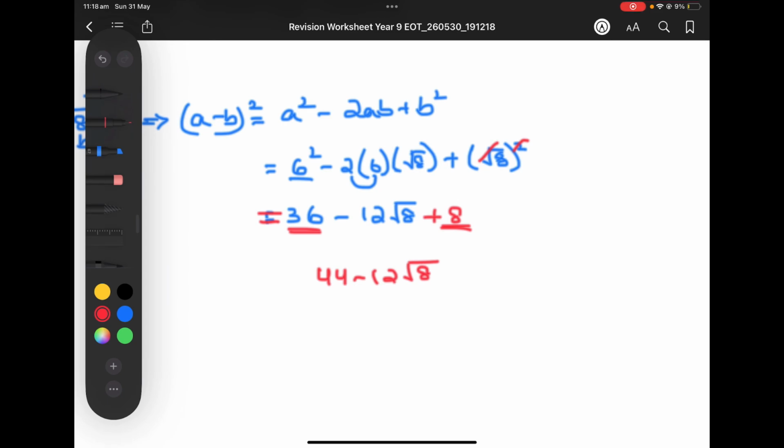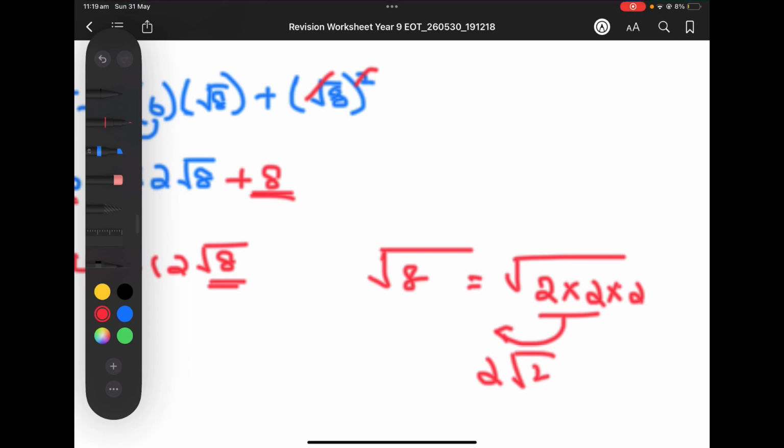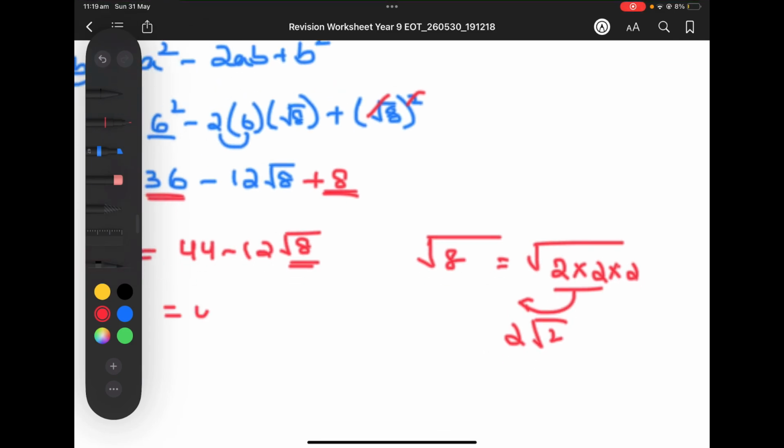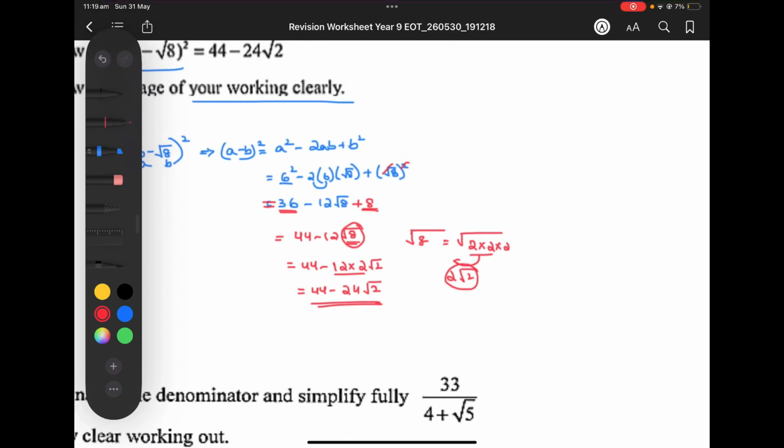Okay, 44 minus 12 root 8 is the answer that we get here. But 8 can be split up and written as 2 cube. That means 8 can be written as root of 2 times 2 times 2. So the pairs should be taken out as a single term and then 2 will be left inside. So here it becomes 44 minus 12 into, in place of root 8 we will write 2 root 2. That becomes 44 minus 12 2s are 24 root 2 would be the answer. That is what they wanted us to show, and here it is that we have.